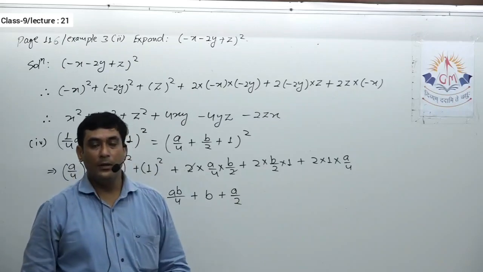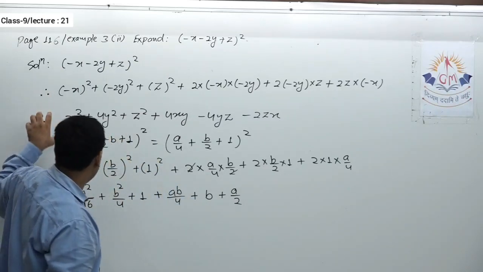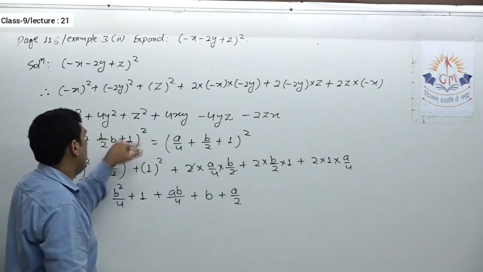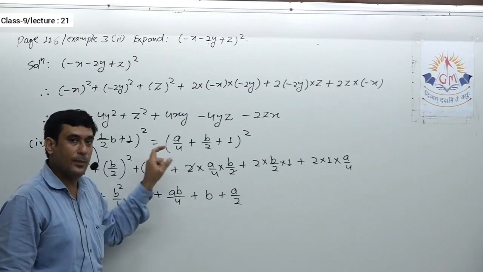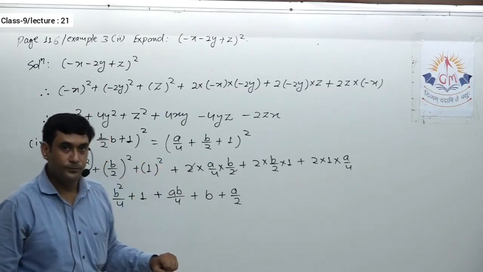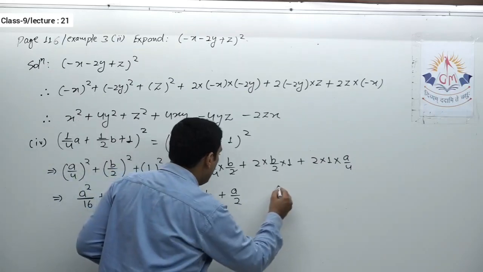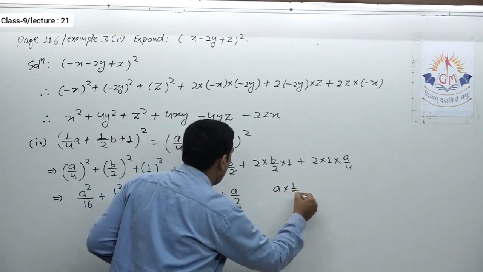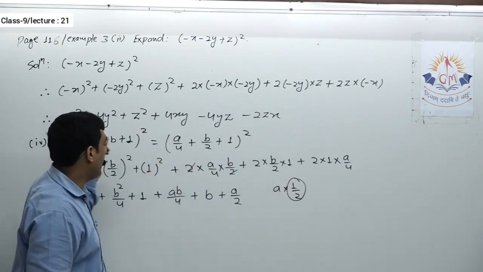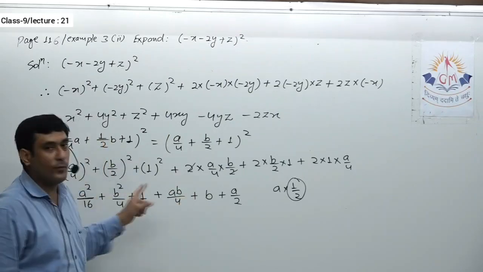Now in your WRTs generally it is not asked to expand this. What they will ask is, in the expansion of this, what is the coefficient of a? So here the coefficient of a is 1 upon 2. This a by 2 can be written as a into 1 by 2. So the coefficient of a is 1 by 2. Or, in the expansion of this, find the sum of the coefficients of a square and b square.